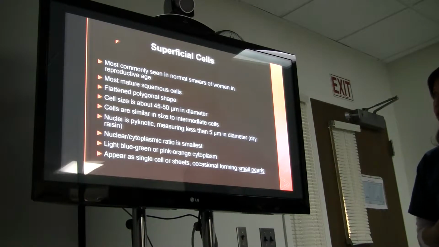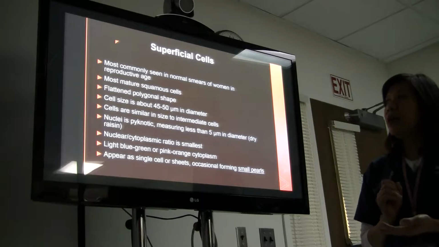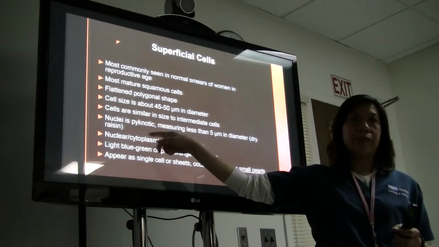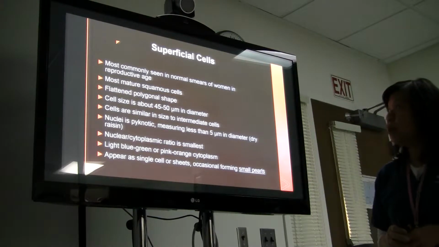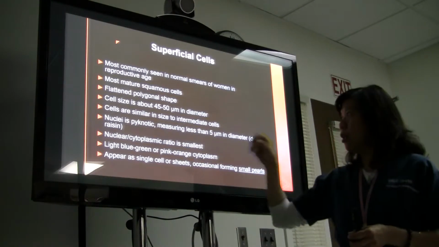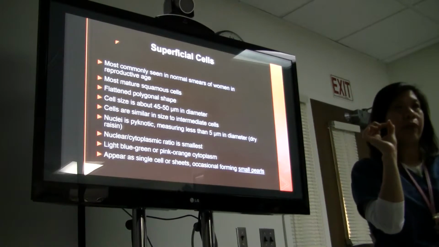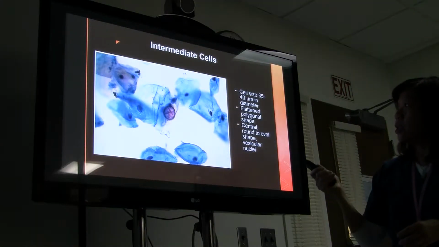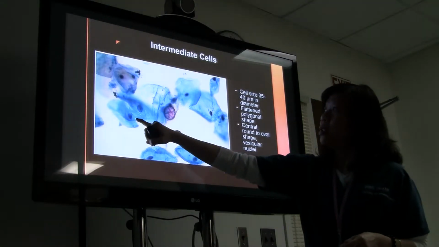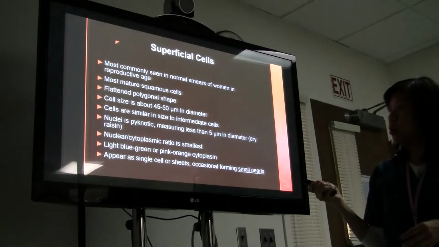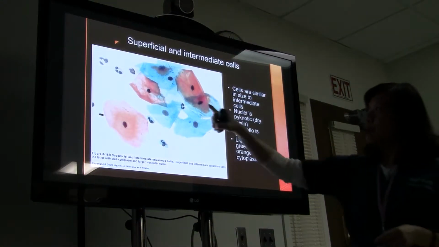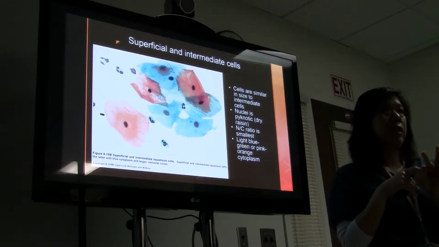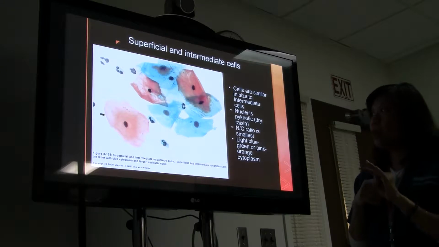However, the major difference between the superficial cells and the intermediate cells, besides the size, is the nucleus. Okay, this nucleus is pycnotic. Pycnotic meaning they kind of like a little dry raisin. All right, they do not have the open chromatin like this one here. Okay, so here you still see the open chromatin, but in superficial cell, the nucleus become a very small, dark, hyperchromatic nucleus. Very small and round, okay, like a little dry raisin.